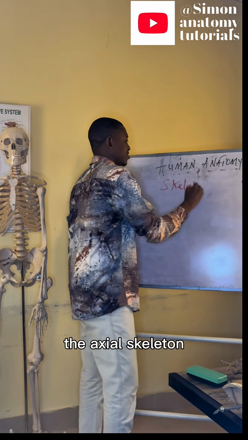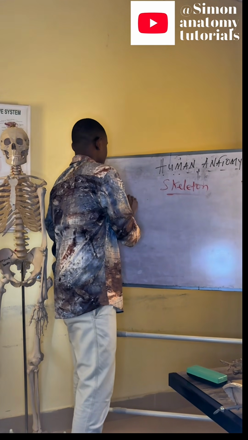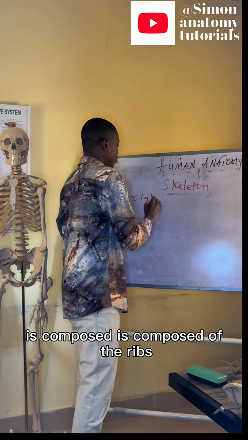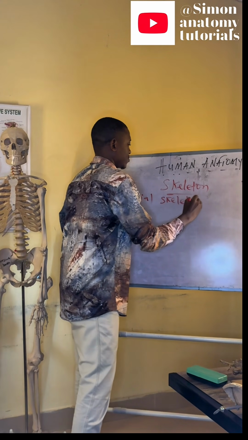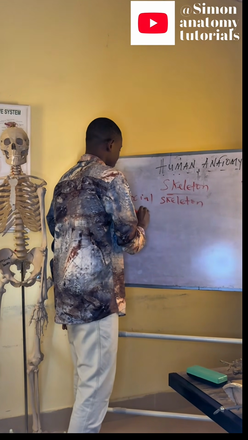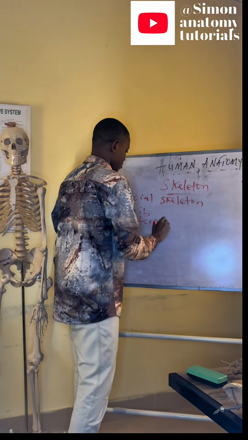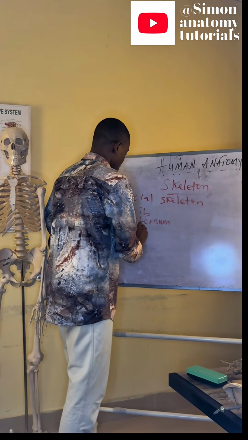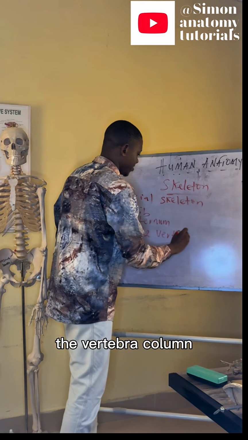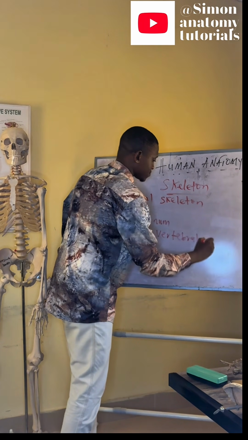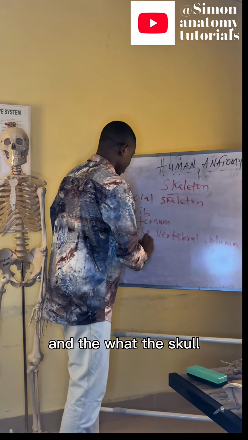The axial skeleton is composed of the ribs, the sternum, the vertebral column, and the skull.